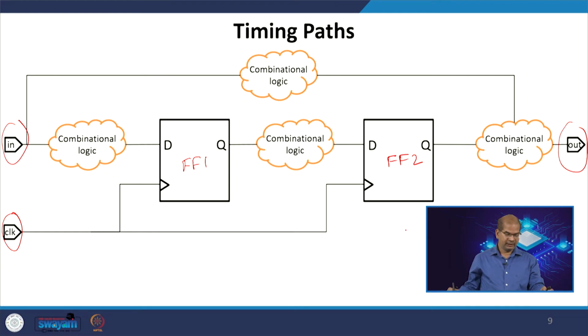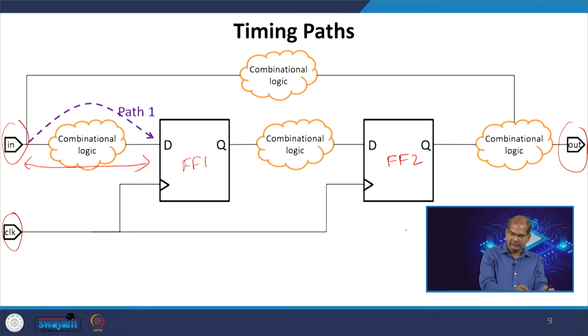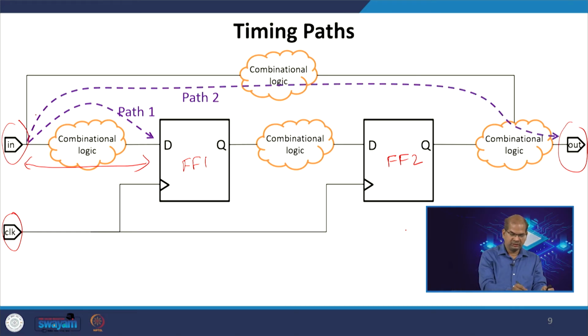What are the paths there? This is one path from input to the D pin of the flip flop 1. This is path 1. From input to the final output, this is path 2. So, from here till here, this is the path 2 through the combinational logic.